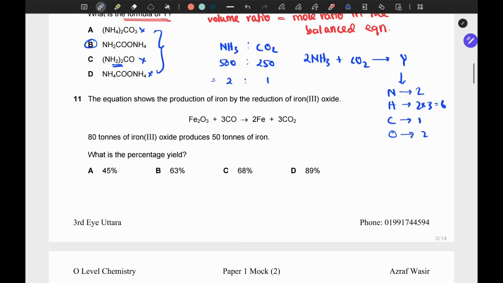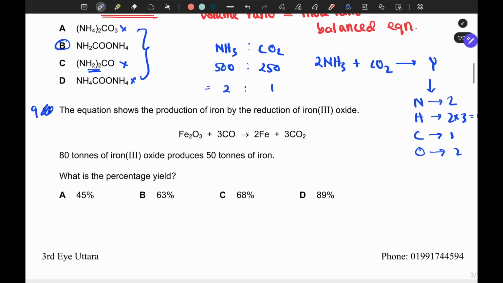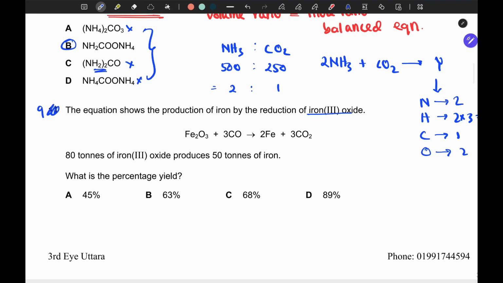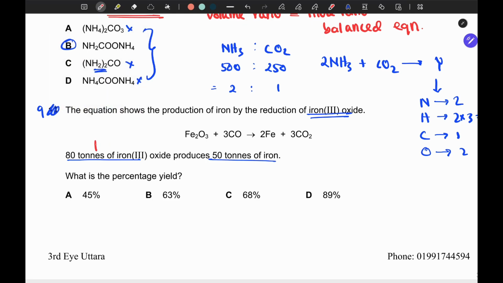Moving on to question number, this should be number 9. The equation shows the production of iron by the reduction of iron(III) oxide. 80 tons of iron(III) oxide produces 50 tons of iron. What is the percentage yield? Now, a lot of students get confused when they see tons or megatons or kilograms or some other mass unit other than grams. But at the end of the day, the only difference between grams and tons is the fact that it's being multiplied by a certain power of 10.